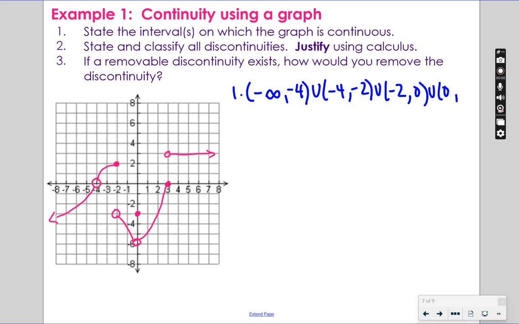Union, 0 to 3. I'm not going to have enough room. Union, 3 to infinity. There we go. Okay, so all I'm doing is excluding the x values where it's not continuous.